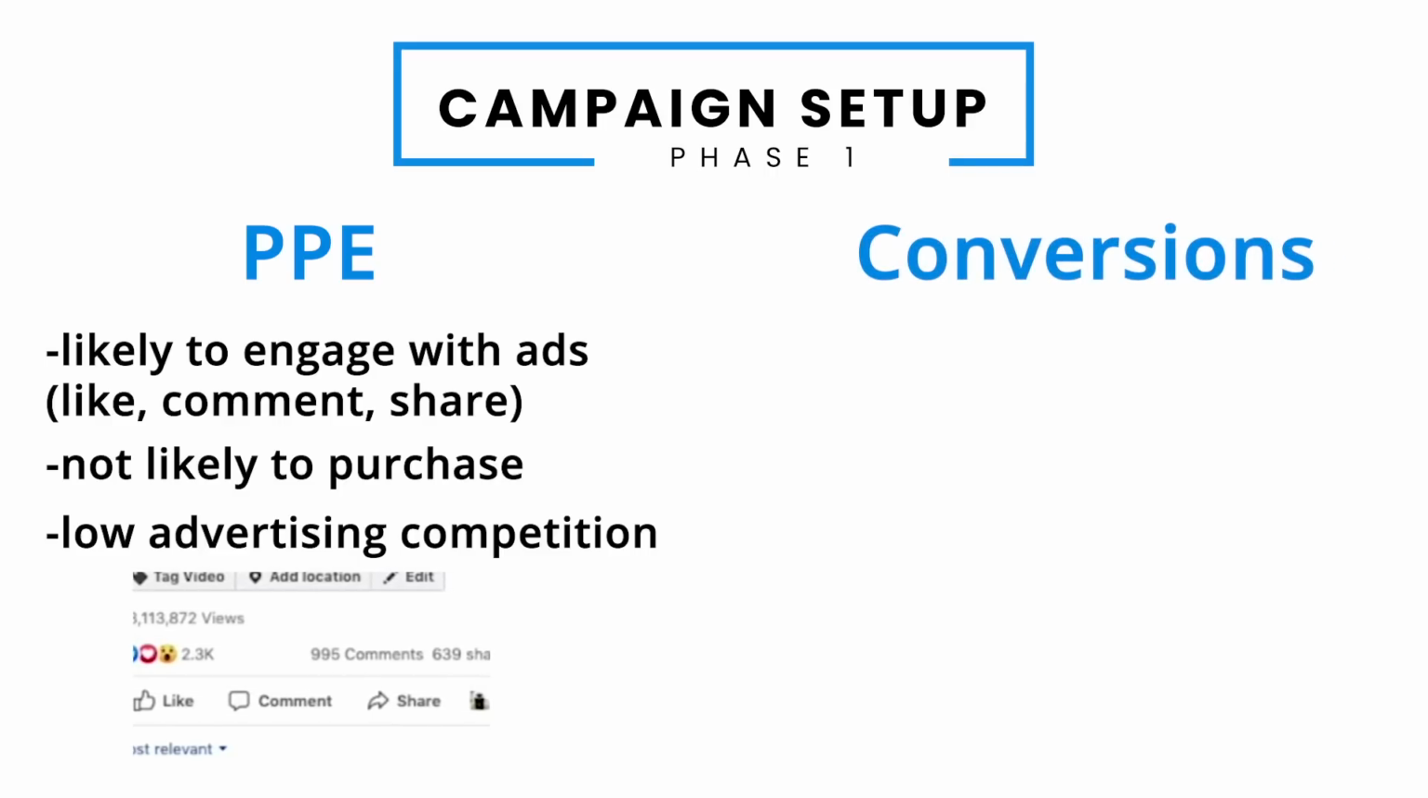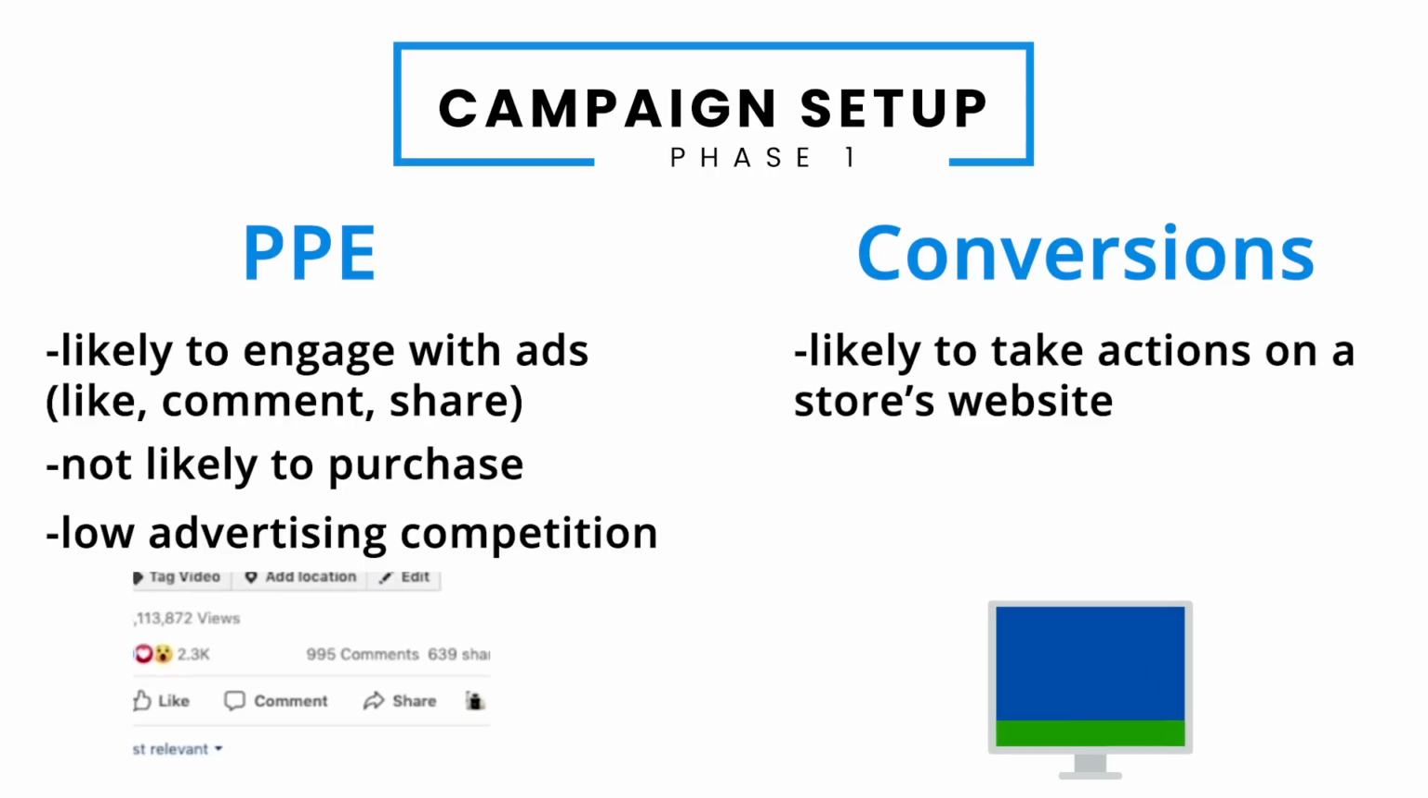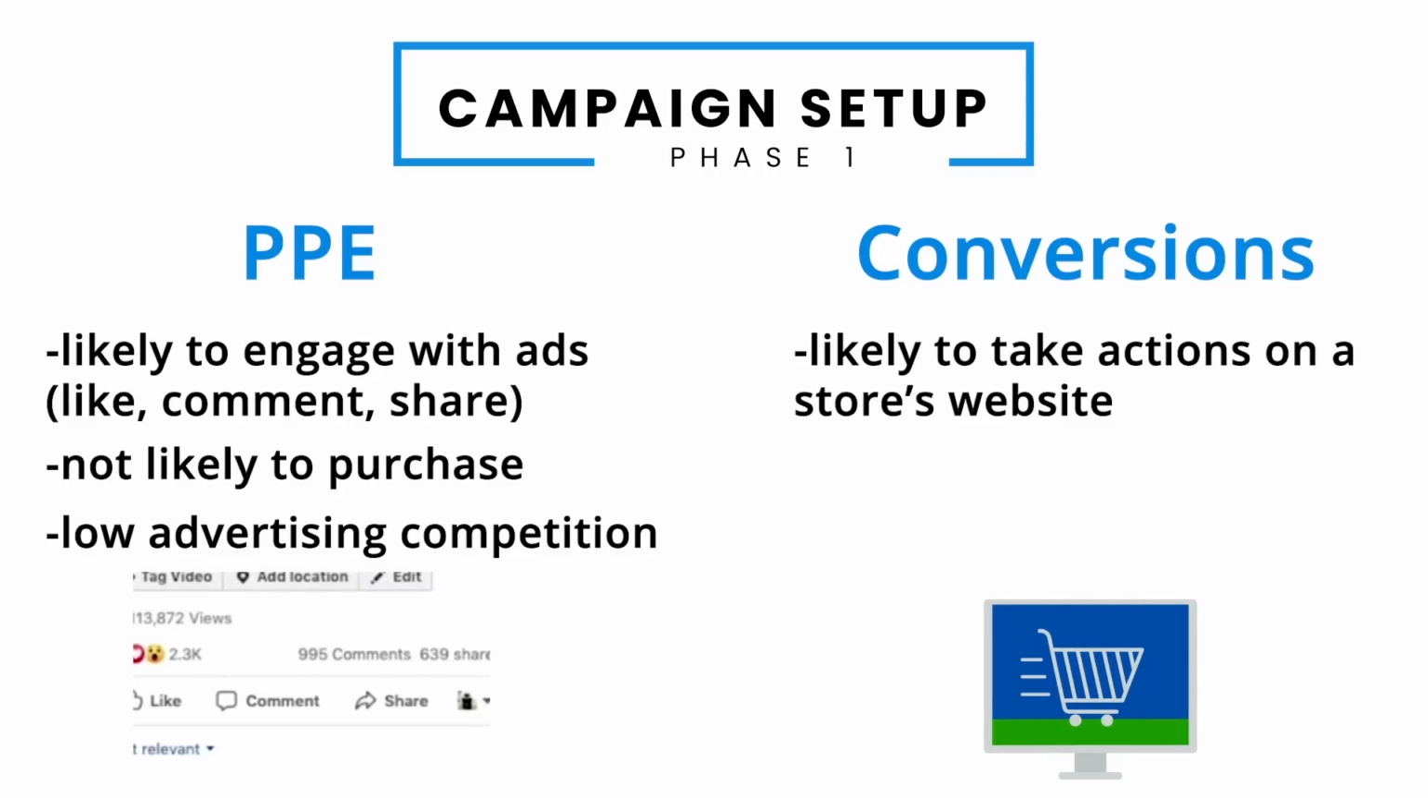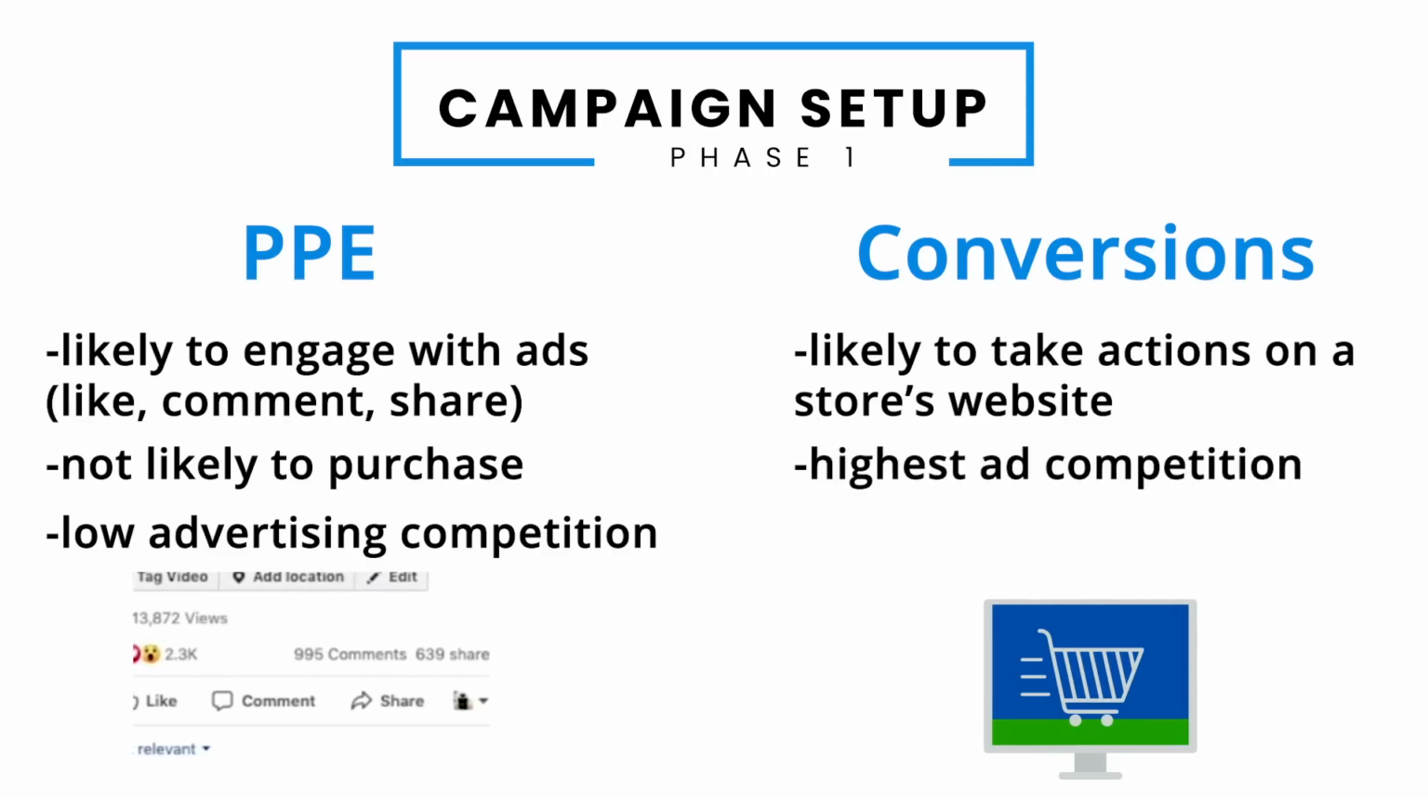The conversion objective gives you a group of users who are likely to perform an action on a store website. For example, people who like to add to cart or make a purchase. Competition from advertisers is the highest for this objective because this group is most likely to make a purchase. This makes the price you pay per view on your advertisement much higher than the engagement objective.